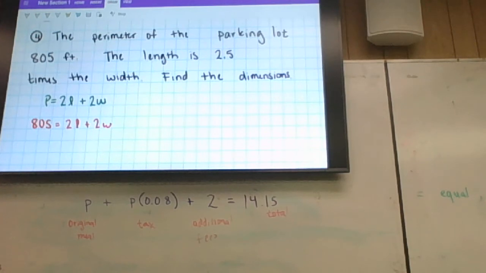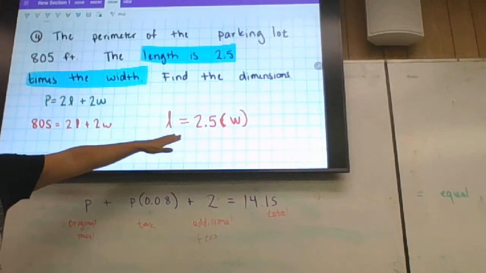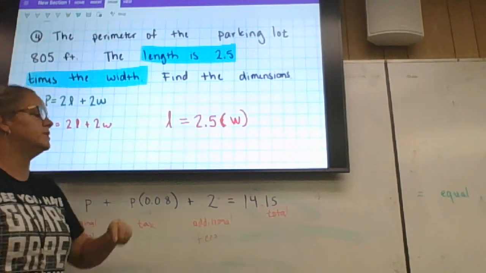All right, so I used my first sentence. My second sentence, I hope, is important. Length is 2.5 times width. So is means what, Gavin? What symbol? Equal. Someone say L equals. Length is L equals 2.5 times. You can use a dot, you can use parentheses. Please don't use the X. Maybe I'll do parentheses. All right, so that second sentence written without words is L equals 2.5W.